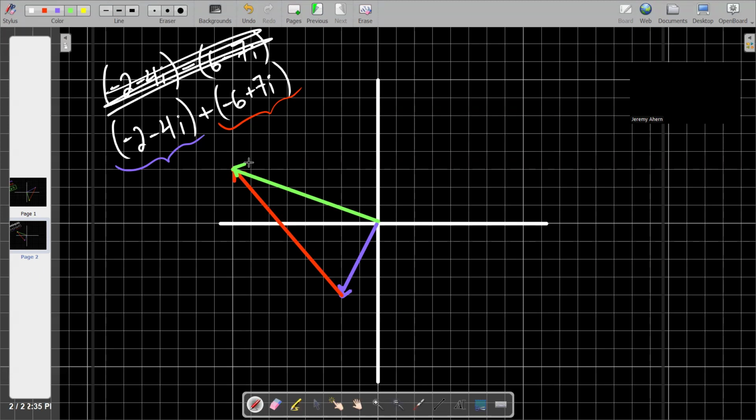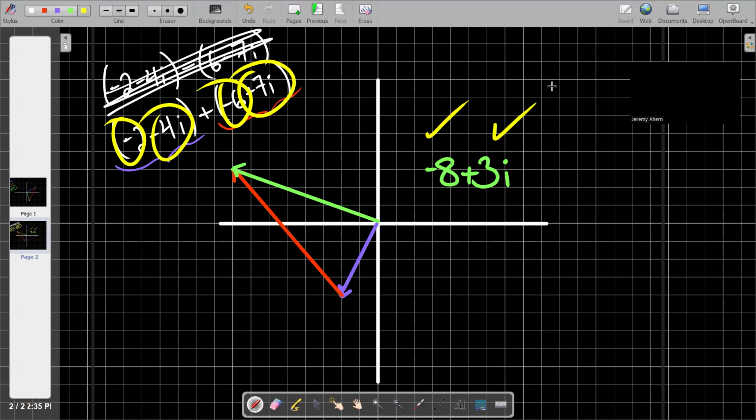So what is that green vector? What is the value of that complex number? Yeah. So -8 plus 3i. And again, you want to then verify it mathematically. The math is easy. -2 plus -6 is -8. -4i plus 7i is 3i. Check. So that's all we're trying to accomplish here.